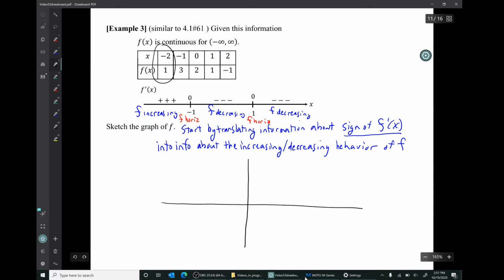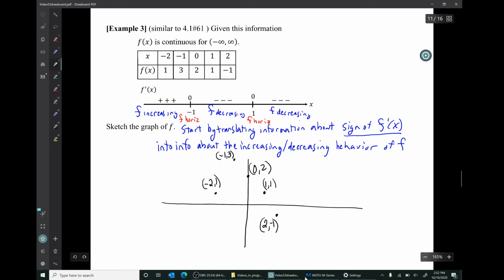So this gives us a point -2, 1. This gives us a point -1, 3. This gives us a point 0, 2. This gives us a point 1, 1. This gives us a point 2, -1.